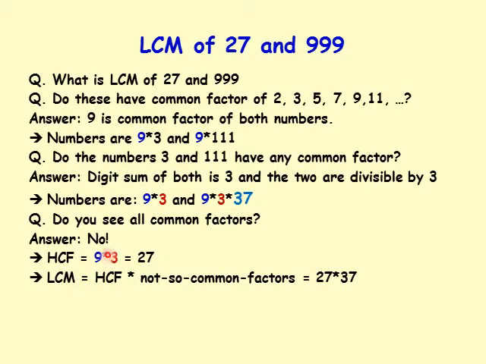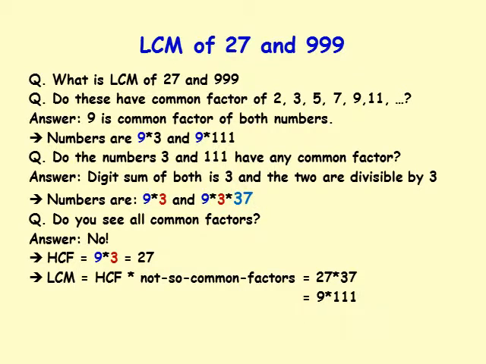LCM is equal to HCF, which is 27, times the not-so-common factor. 37 is a factor of only the second number, not of the first number. That's the not-so-common factor. So that's 27 times 37.